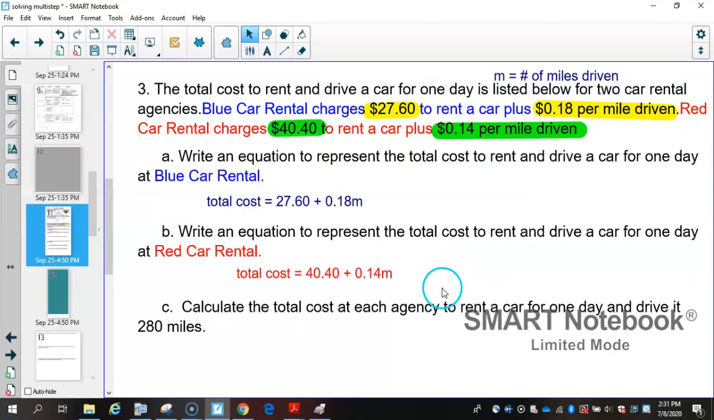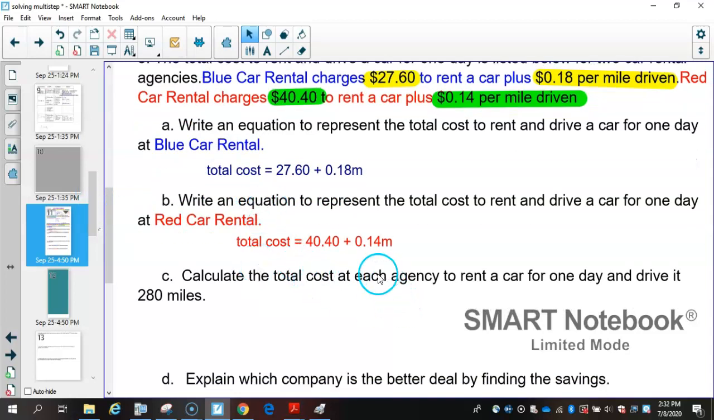Now, let's think about this really fast. What if they didn't drive any miles? Could you find the total cost? The answer to that should be yes, because if they didn't drive any miles, that's 0. If you put 0 in for m, remember your multiplicative property of 0, anything times 0 is 0. So if you didn't drive any miles, you would still get charged this $27.60 and this $40.40. That's what I started to say earlier, but I got ahead of myself.